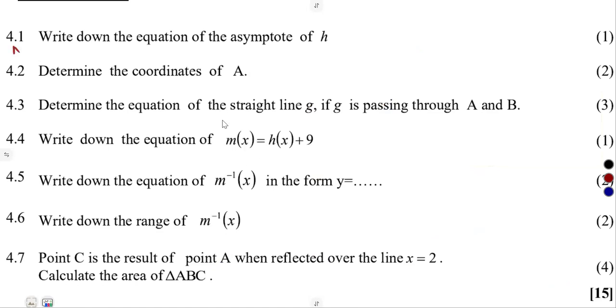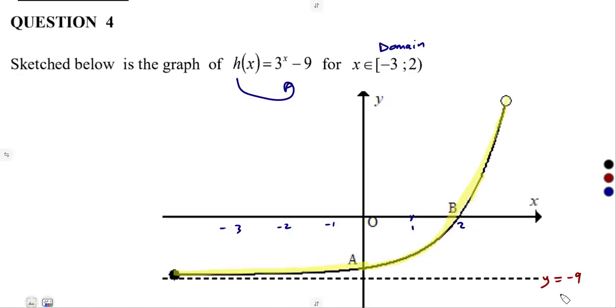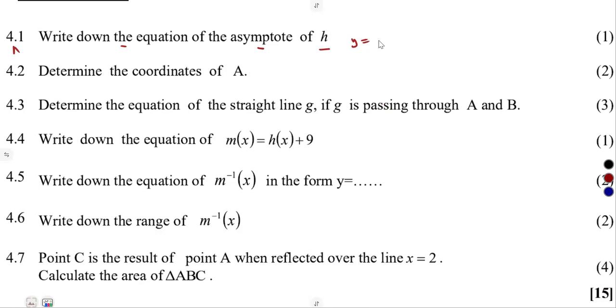4.1, you were given to write down the equation of the asymptote of h, of which I have already indicated this one. y is equal to -9 on our diagram. So that was direct.